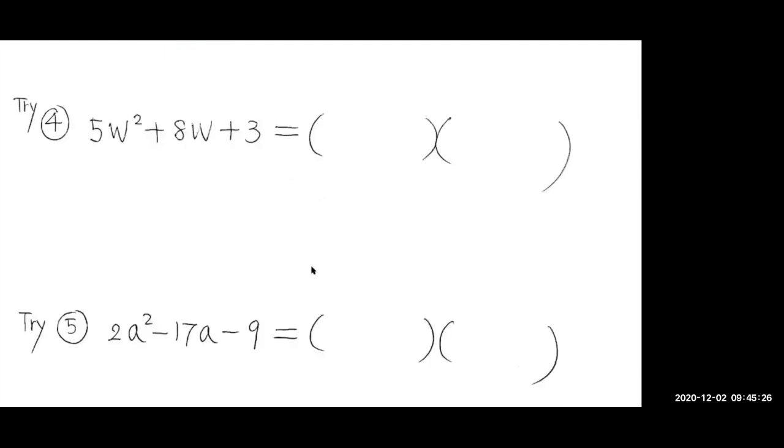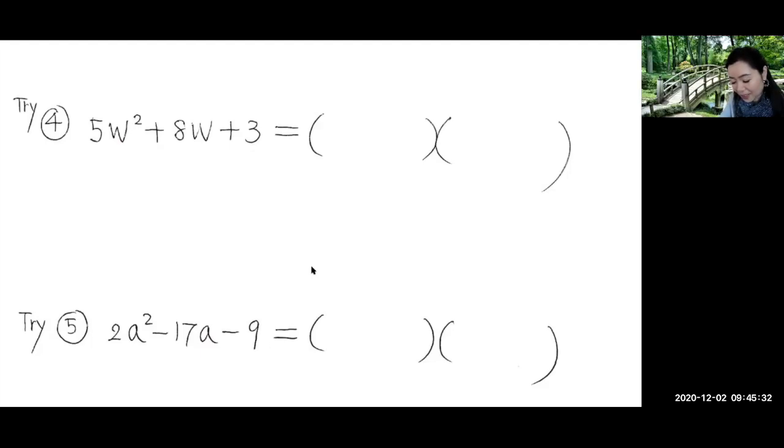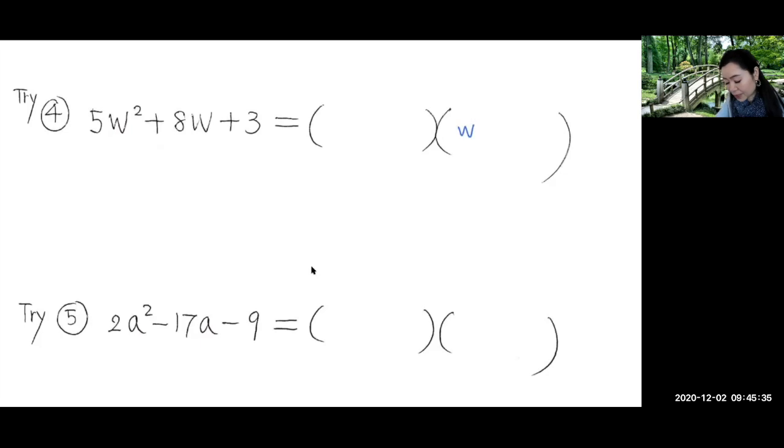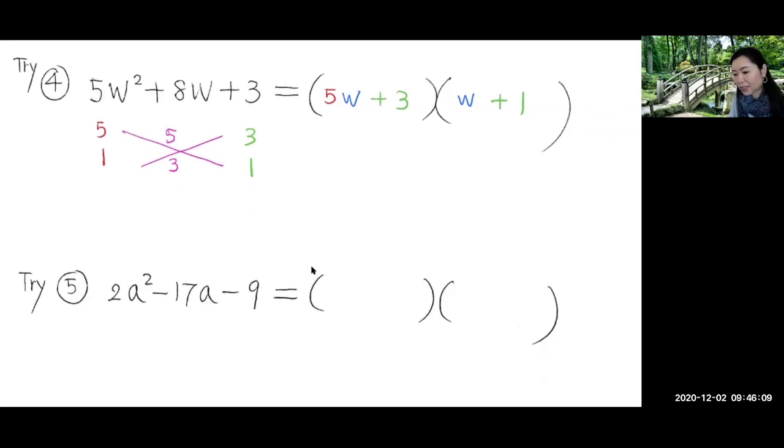W plus 1 times 5W plus 3. You got it, okay. W plus 1, and then you have 5W plus 3, right? You got it, good job. All right, so over here, for the 5 we can try 5 times 1, and for the 3, we can try 3 times 1, and you see that this is 5 and this is 3, and they sum to 8, right? Okay, so that works.